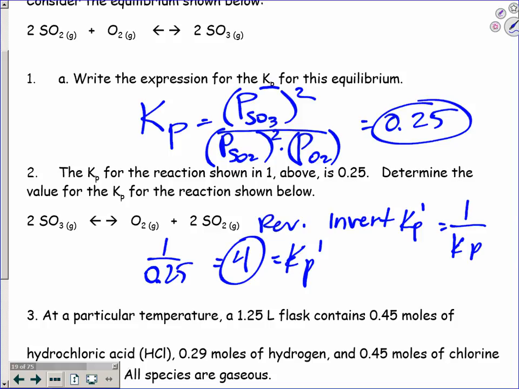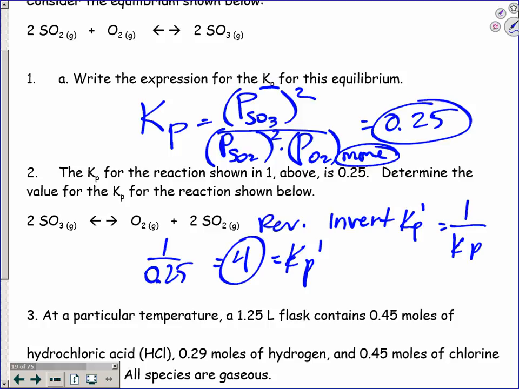So what can you guys conclude about this reaction up top? The reactants are favored because the value is small. So if you're looking at the ratio of products to reactants, is there more in the numerator or denominator? More in the denominator, so there's more down here. So the reactants are favored.